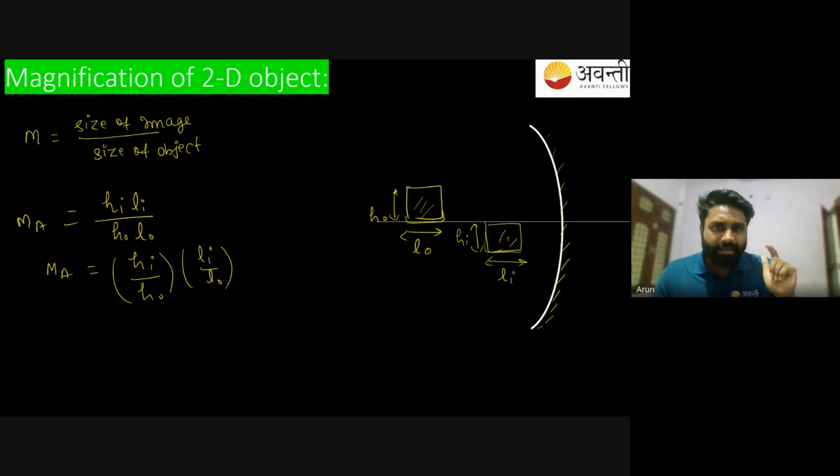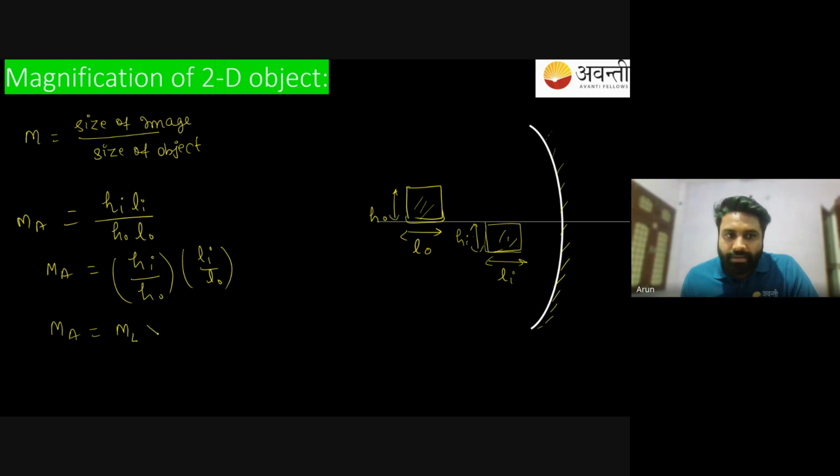Yes, I don't remember right now. Oh, you saw it in the previous slide. We have just seen this previous one. What is Li by Lo? Li by Lo is the longitudinal magnification. And what is Hi by Ho? It is the transverse magnification. So aerial magnification is nothing but the multiplication of longitudinal with transverse.